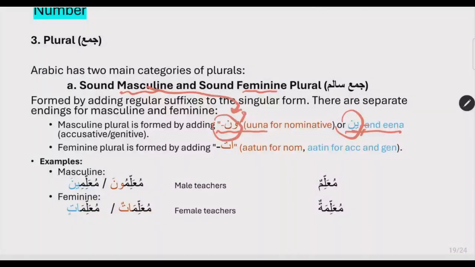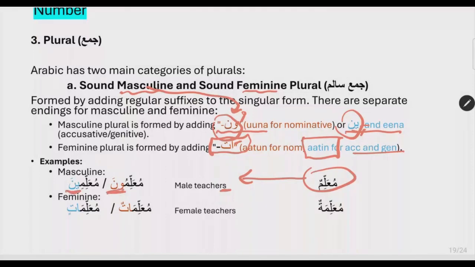And the sound feminine plural is formed by adding atun. Right, so atun, or atin for accusative and genitive. Now, these two are very often used in Arabic, and you'll see plenty of examples of this throughout the Quran. So to give you one masculine example, say you take the word mu'allimun, which means a male teacher or one male teacher. To change it to its plural, which is teachers, you add una here or ina here to give you the nominative case here and the accusative or genitive case in that example.